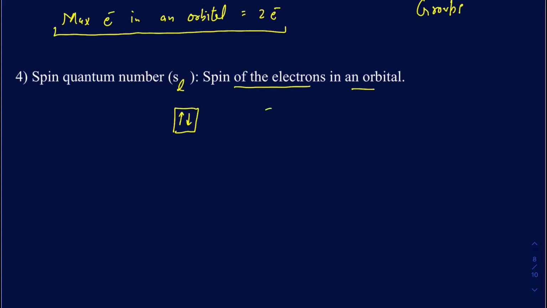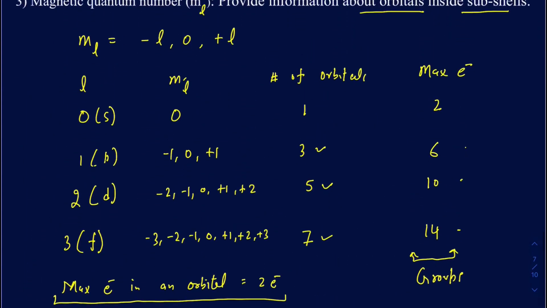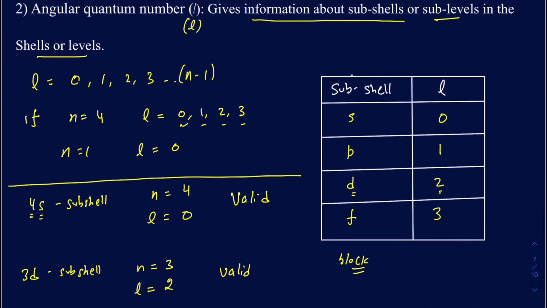So that means the values of s of l is going to be either plus half or a negative half. Those are the only two possible values you have for the spin quantum number. You have multiple values possible for the magnetic quantum number, and they are obviously dependent on your angular quantum number, which is in turn dependent on your principal quantum number.